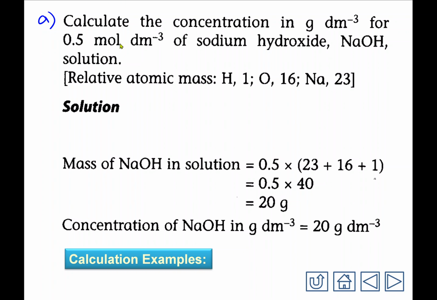Or if you want to make this solution, 如果你要泡这一罐水, just prepare 1 liter of water, add 20 gram sodium hydroxide, 搅几下就是了. It's 20 gram per cubic dm and also 0.5 mole per cubic dm. They are the same only, 同样的东西来的.